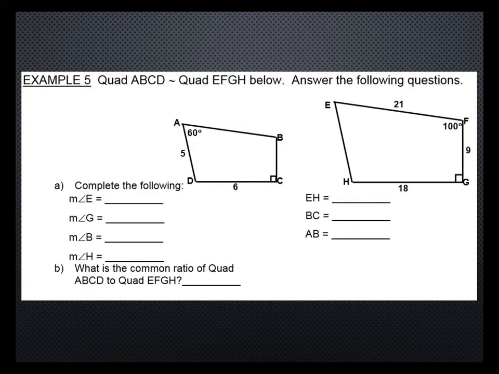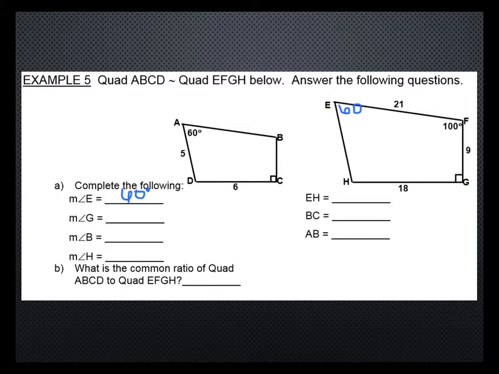Let's look at example 5. Quadrilateral ABCD, which is the small one, is similar to quadrilateral EFGH below. Answer the following questions. The measure of angle E would be equal to the measure of angle A, so it would be 60 degrees. Because remember, corresponding angles are congruent, and you also have to remember that corresponding sides are proportional. So let's go ahead and find the angles.